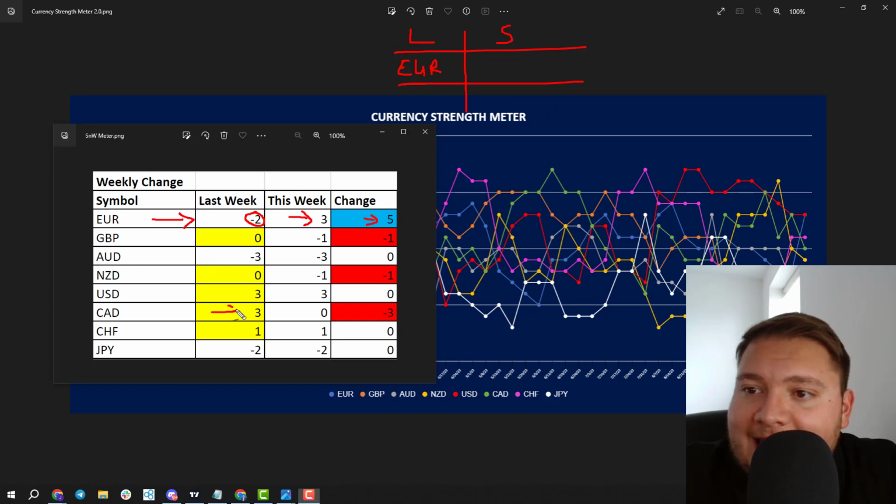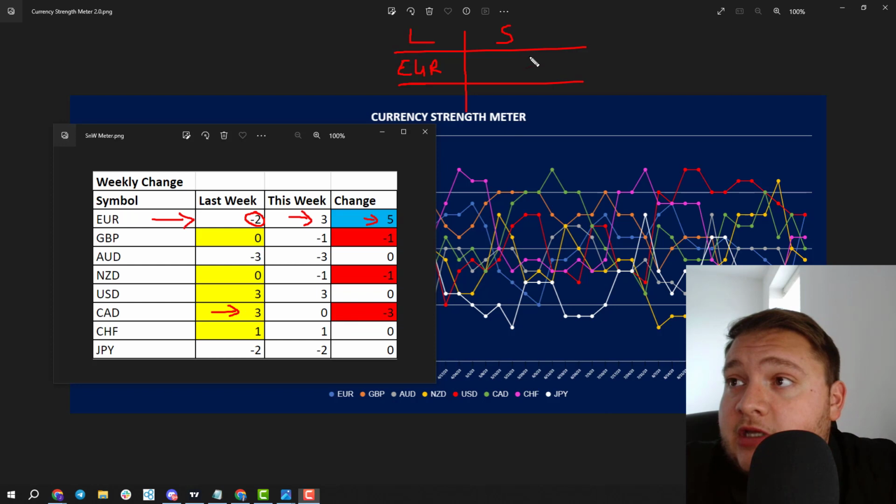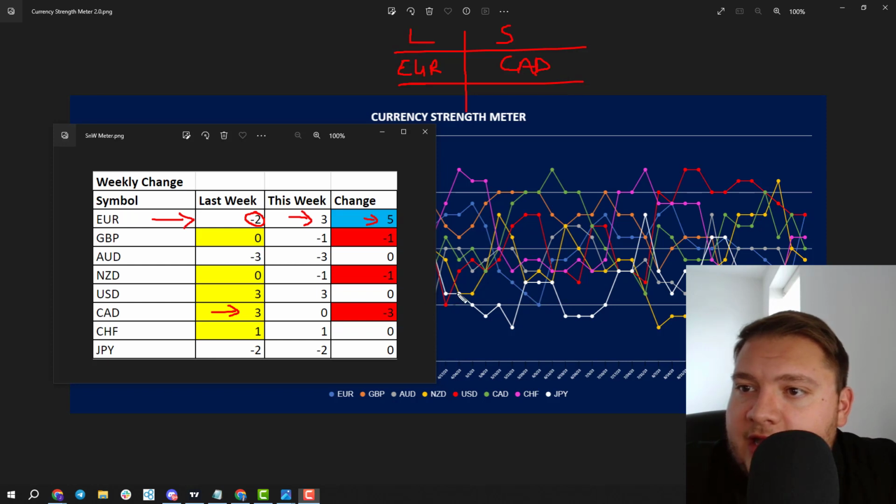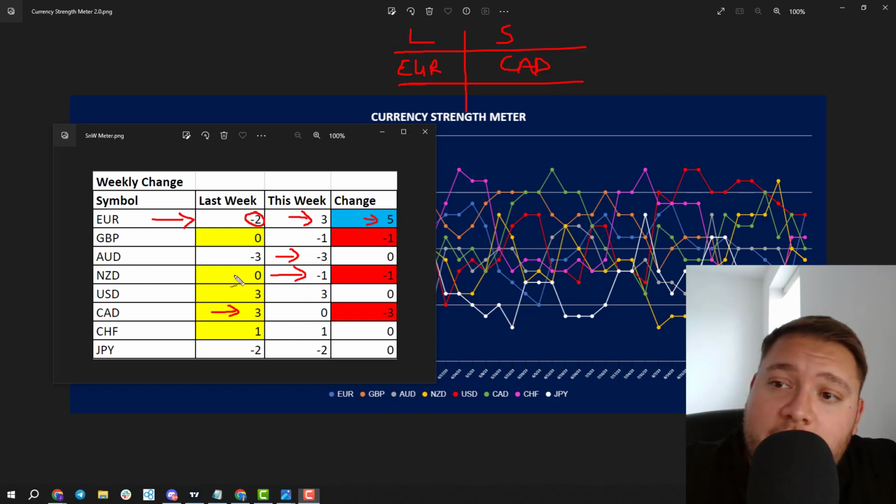Well, I can see that the Canadian dollar has gotten weaker from last week. We've got the +3s down to 0. So there's a potential that CAD is also getting weaker. What can I divulge from everything else? Well, I can see that there's a couple of -3s in there. We've got Aussie being in there for one. The New Zealand dollar was a currency that was getting weaker as well.